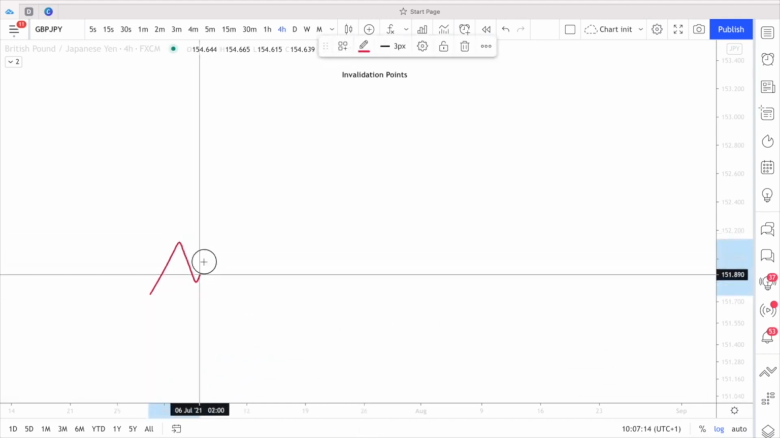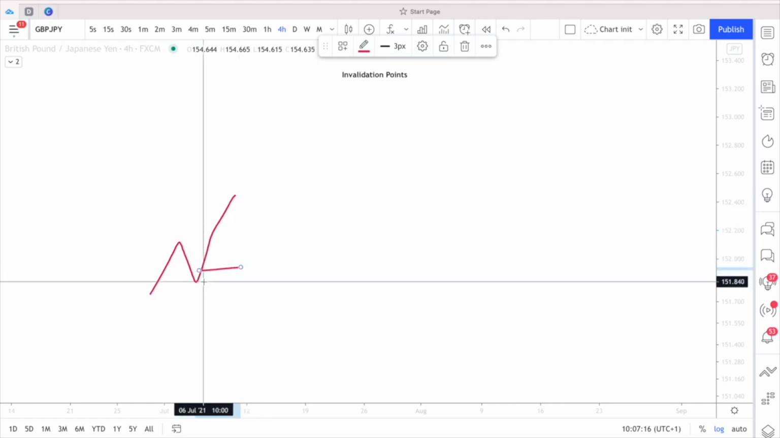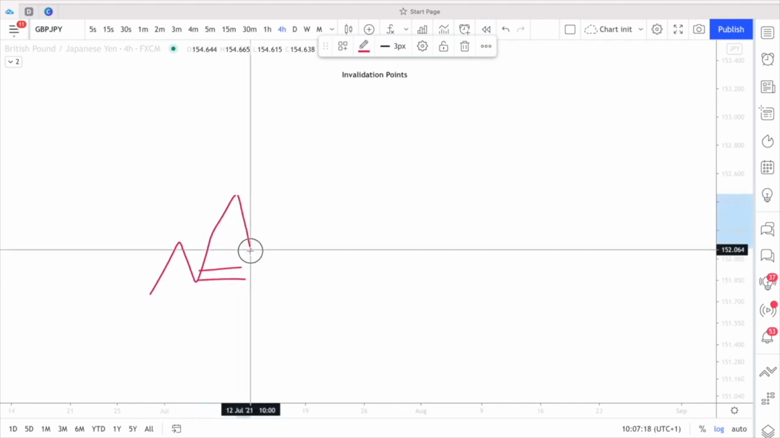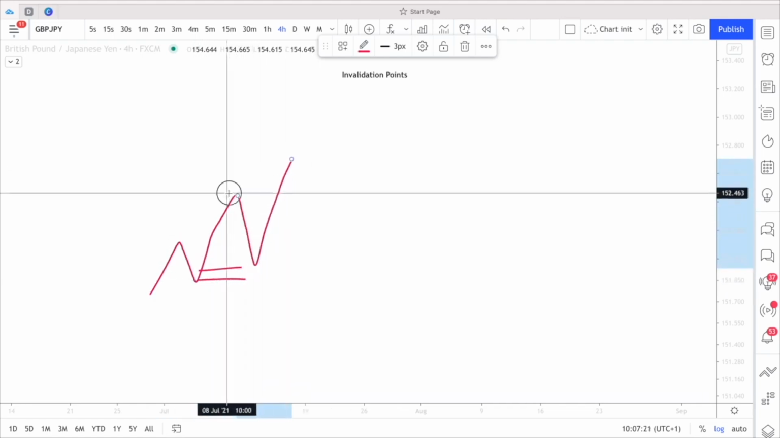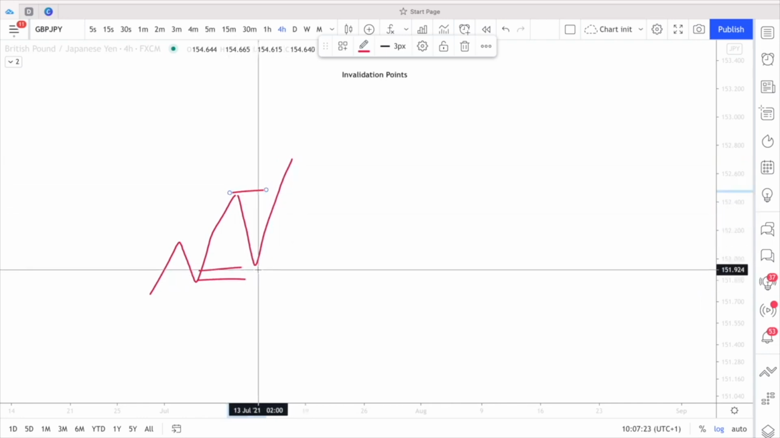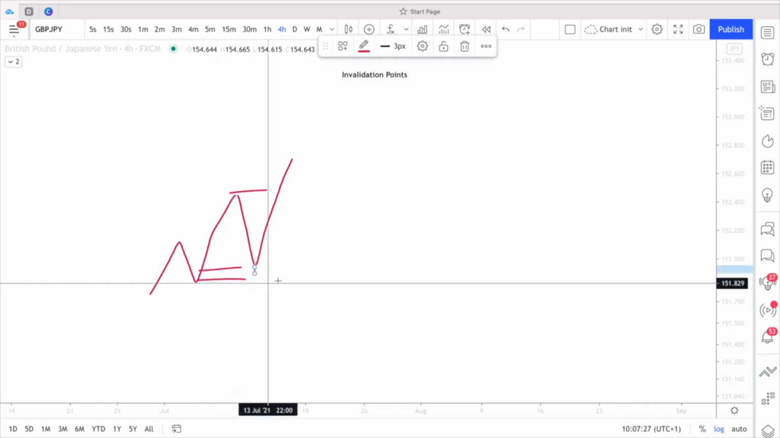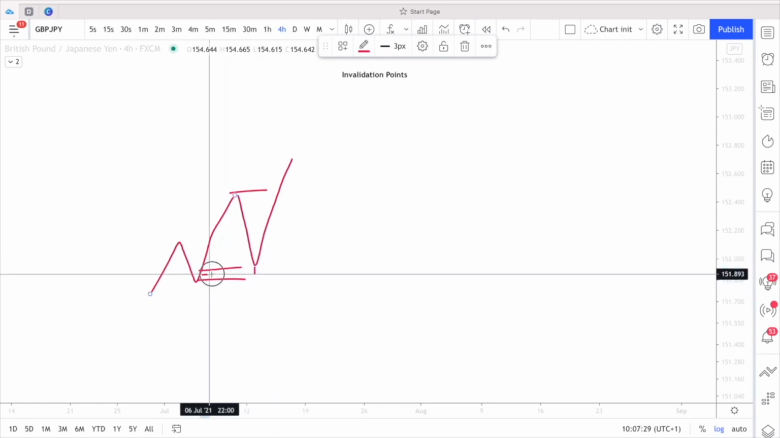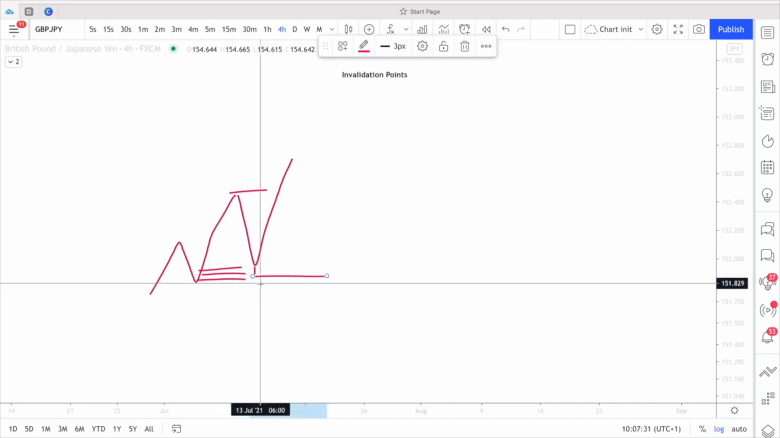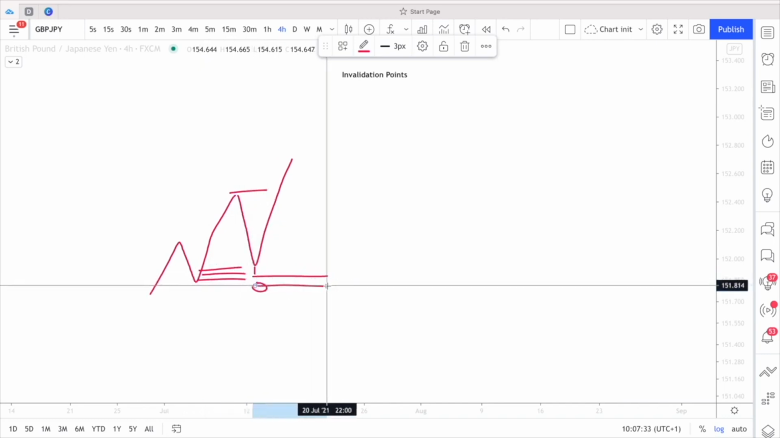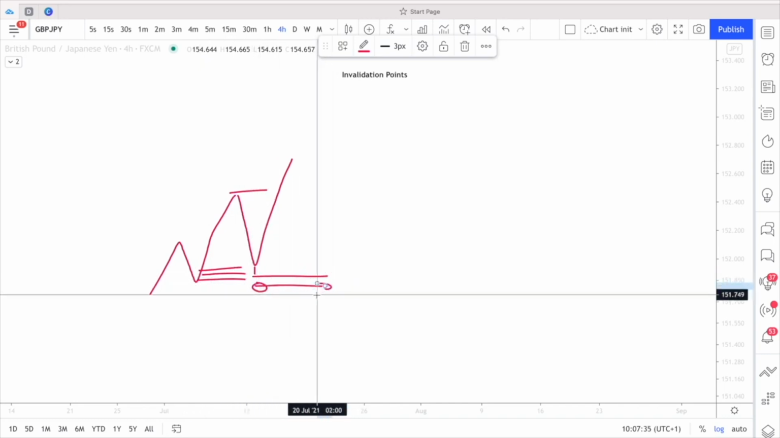So when we have this, we have the OB that's here. Okay, that's been mitigated, and then you broke structure again. The invalidation point now lies below this mitigation. So say that this candle wick or whatever it is mitigated this OB, invalidation now lies below here. Okay, that's our invalidation point.